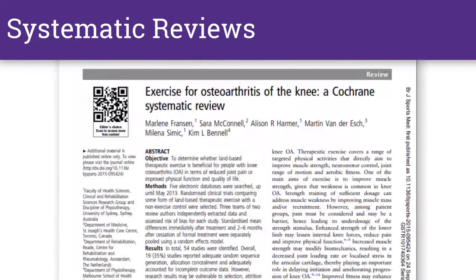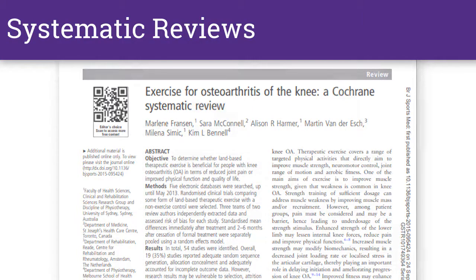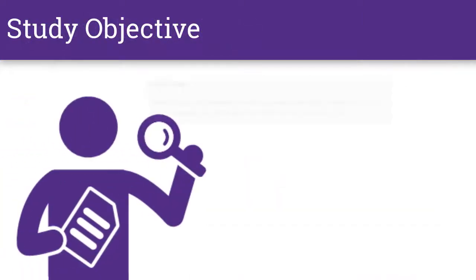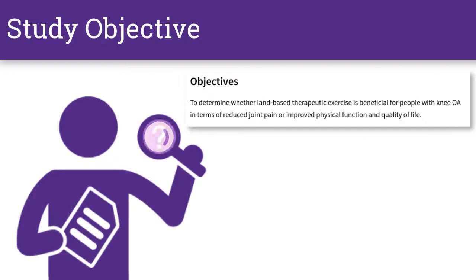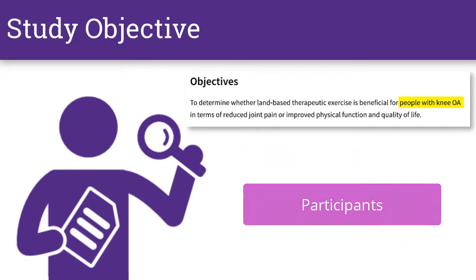The process of carrying out a systematic review is outlined as follows and will be demonstrated via excerpts from a systematic review entitled Exercise for Osteoarthritis of the Knee. First, the researcher must clearly define the objective of the study or define the research question we are seeking to answer. Here, the researcher defines who the study participants are, what interventions are under investigation, what outcomes are to be assessed, and the setting of the studies under review.